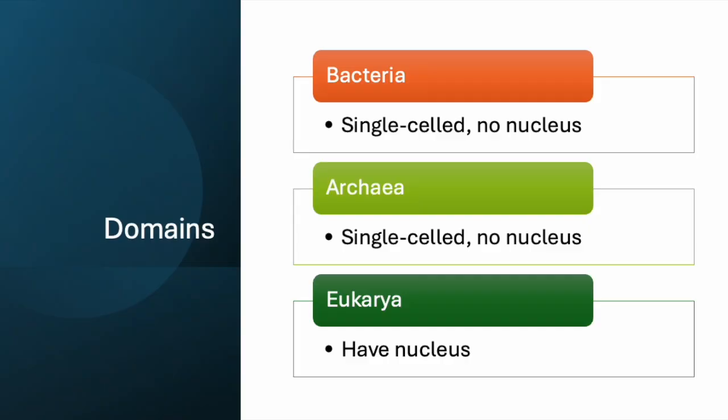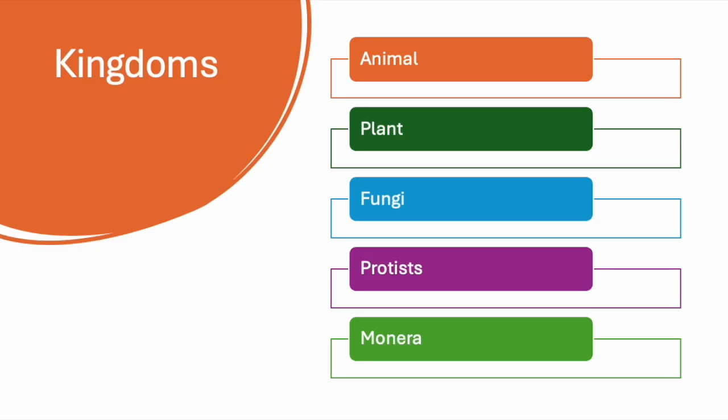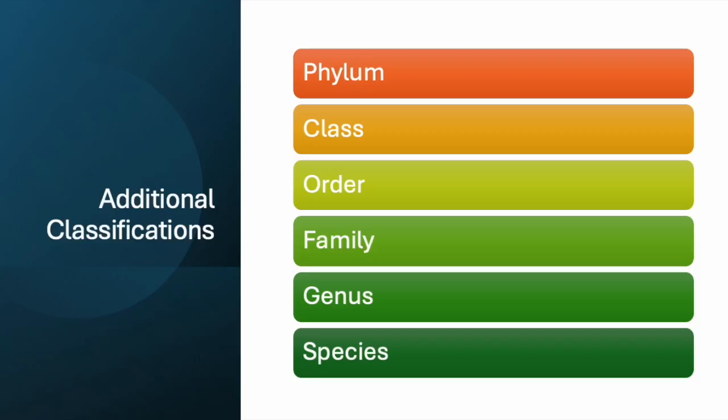Bacteria and archaea are made up of single-celled organisms without a nucleus, while eukarya includes all organisms with cells that have a nucleus. Within each domain, there are further levels of classification. Kingdom, the next level down, groups organisms with similar characteristics. For example, animals, plants, fungi, and protists are all in different kingdoms. Phylum. Within each kingdom, organisms are further divided into phyla based on shared characteristics, such as body structure or developmental pattern.